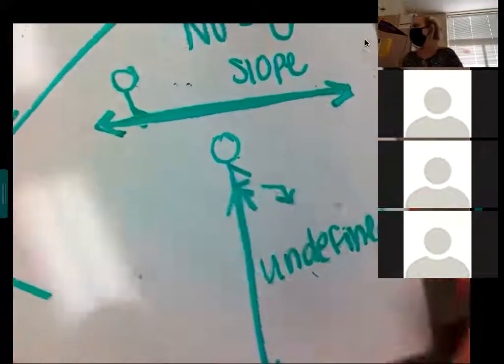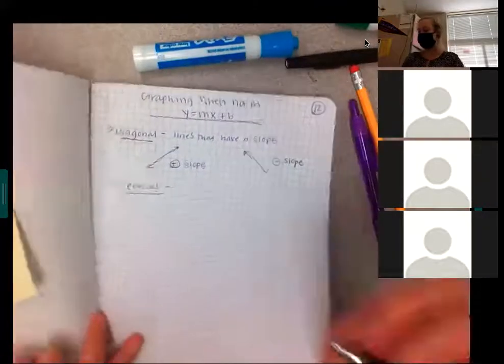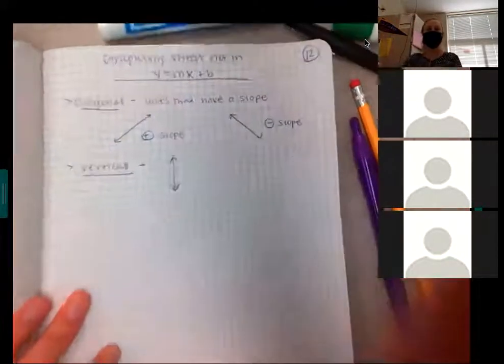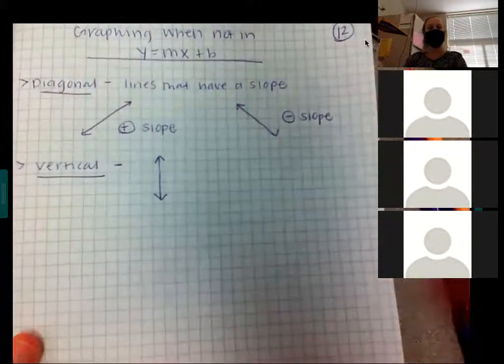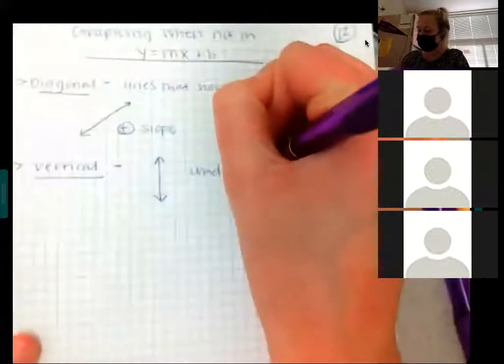Okay, so let's write it down in our notebook so y'all have it. Hopefully you'll remember the skier. If not, I did my best. A vertical line. Yikes, that's far away. Let's try again. A vertical line has an undefined slope.